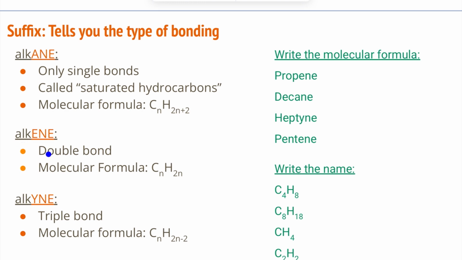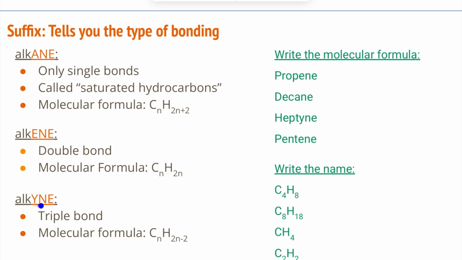If we have a double bond somewhere in the chain, then that is called an alkene. Because of a double bond, we're going to have a few less hydrogens. So instead of N carbons and 2N plus 2 hydrogens, we're going to have N carbons and only 2N hydrogens.